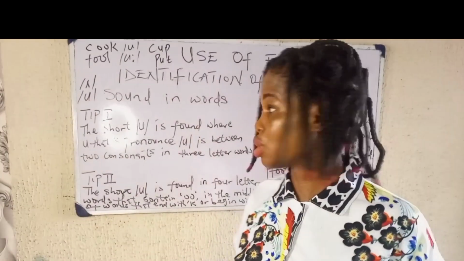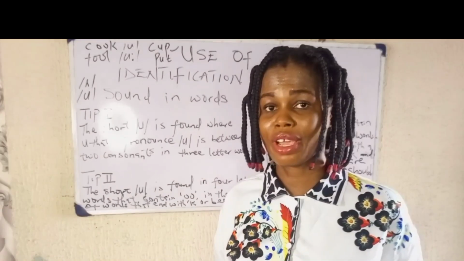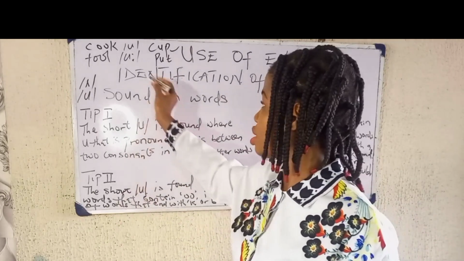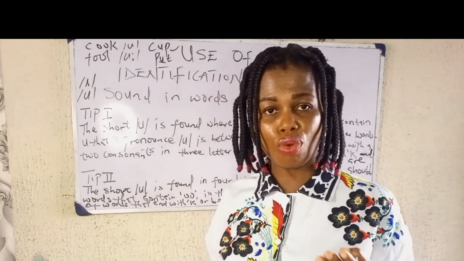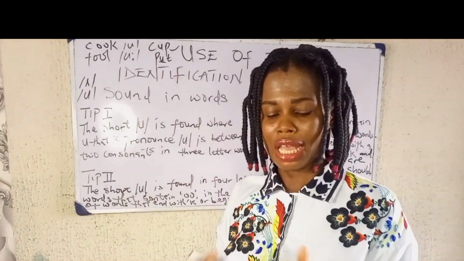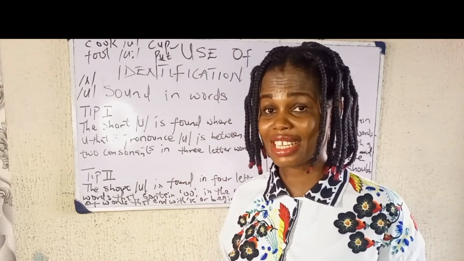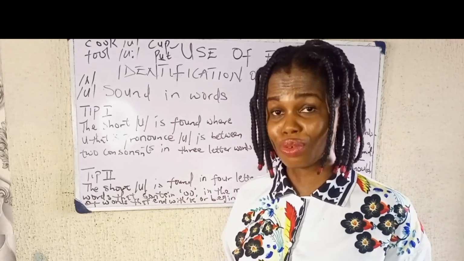When you find U between two consonants, for example, this one is pronounced a. Cup, you pronounce it a. Well, the U here is pronounced U. Don't pronounce U here as A. Now, in Nigeria, there are two ways we pronounce U when you find it in the middle of two consonants. It's either we pronounce it as O or as U.